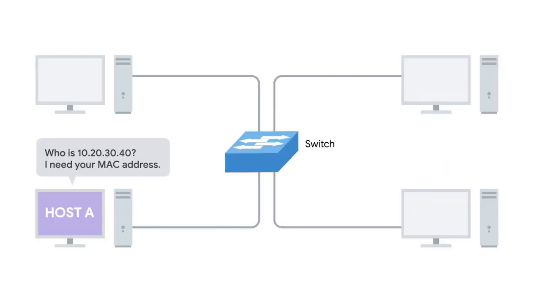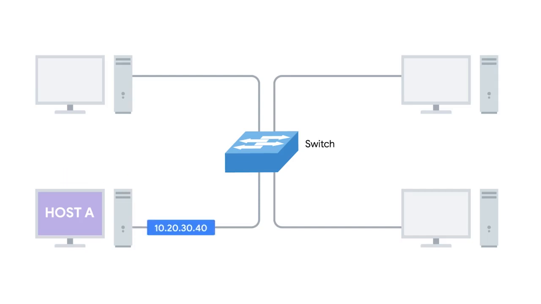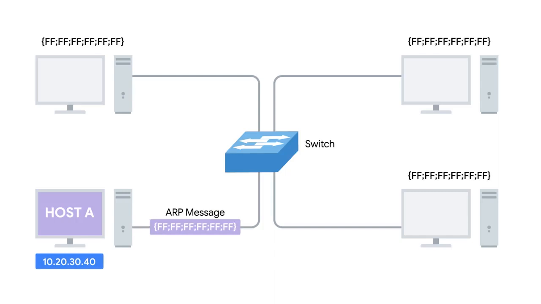Let's say we want to send some data to the IP address 10.20.30.40. It might be the case that this destination doesn't have an entry in the ARP table. When this happens, the node that wants to send data sends a broadcast ARP message to the MAC broadcast address, which is all Fs. These kinds of broadcast ARP messages are delivered to all computers on the local network.